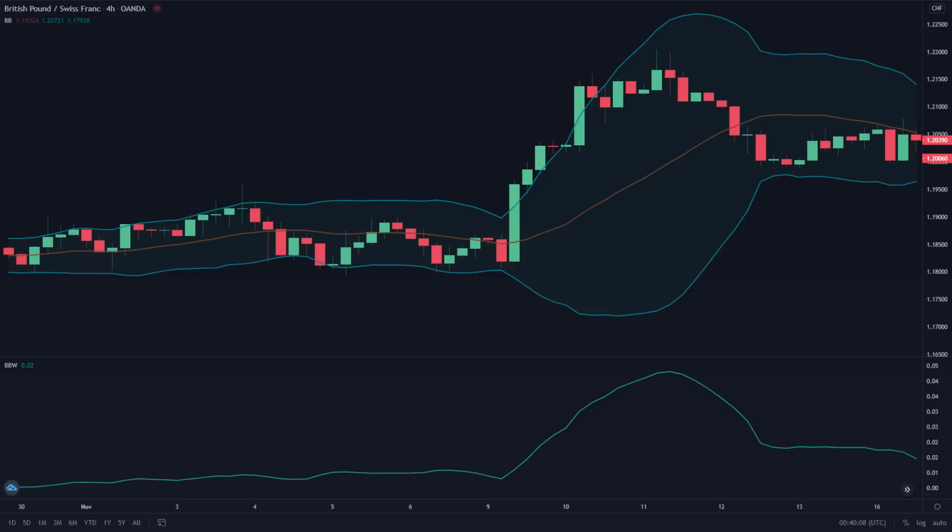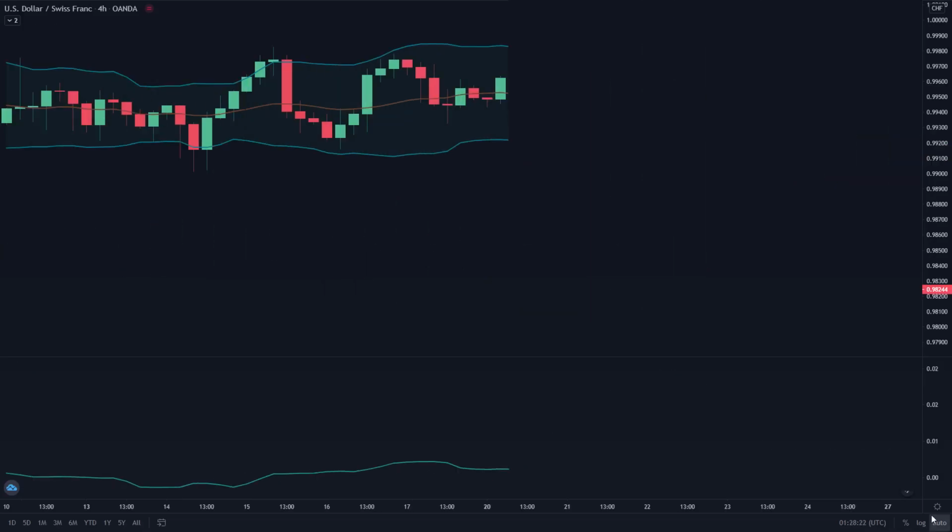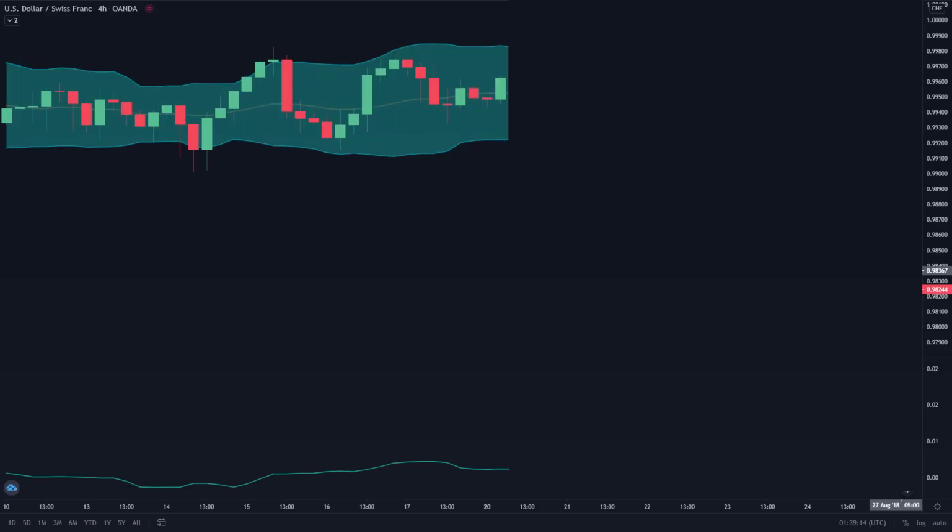And the way you do that is by using price action. Let me give you an example. So in this chart, we can spot a flat SMA, meaning that the market is on a range, and the two bands are contracting, which is also shown by a low BBW.